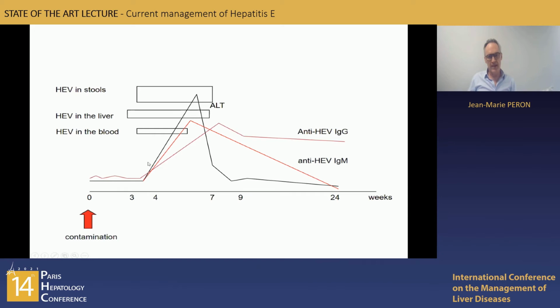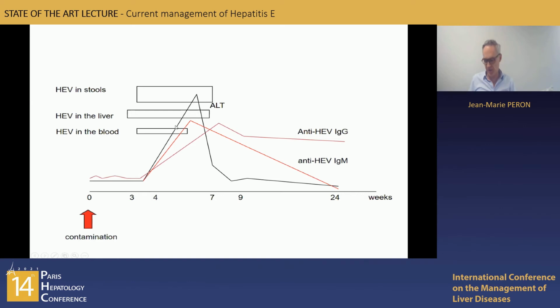When your patient has elevated transaminases, if you're at the beginning of the infection in the first few weeks, you should be able to diagnose HEV by PCR in the stools or in the blood. As you can see, HEV stays in the stool for a longer time than in the blood, so it's good to do both if you can. And you can also do a serology and test for IgM and IgG, which should be positive when your patient has elevated transaminases.